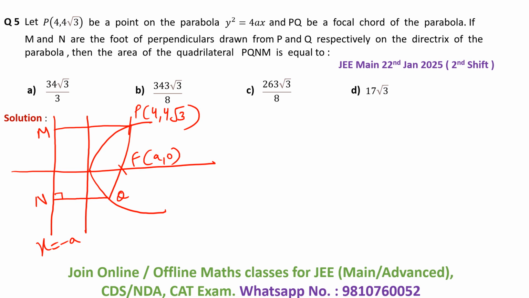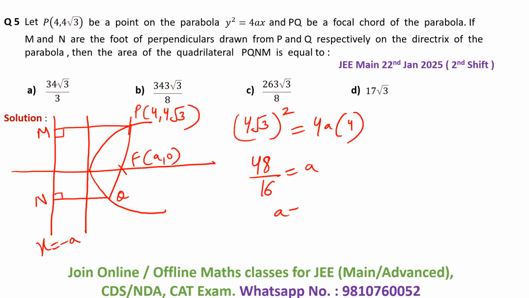This is QN. Now clearly, since PM is parallel to QN, the figure PQNM is going to be a trapezium because one pair of opposite sides is parallel. Fine. Now students, since the point (4, 4√3) is lying on the parabola, it must satisfy its equation. So I can substitute y as 4√3 and x as 4 in the equation of the parabola. So from here, what do I get? I will be getting 48 divided by 16 equal to a, or a = 3, right? Now we have got the value of a.